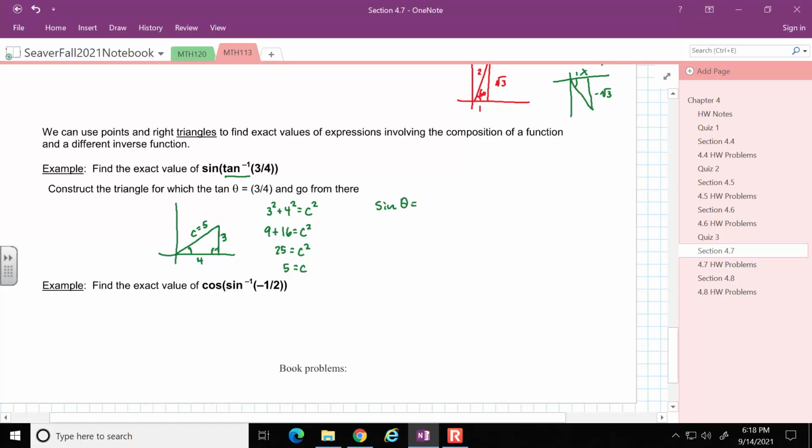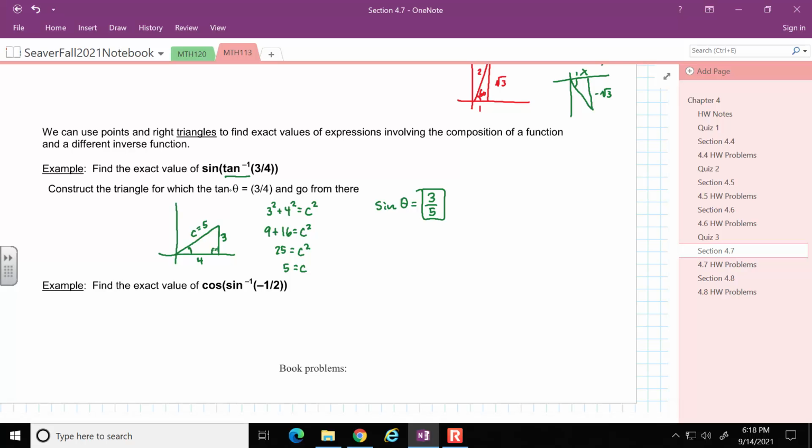It is 3/5. So on your test, that's what I'm looking for. I'm not looking for 0.6 even. I'm looking for 3/5. And I'll try not to give you one that's that much of a gimme, but we'll see. So in this case, 3/5 is the sine of the inverse tangent of 3/4.